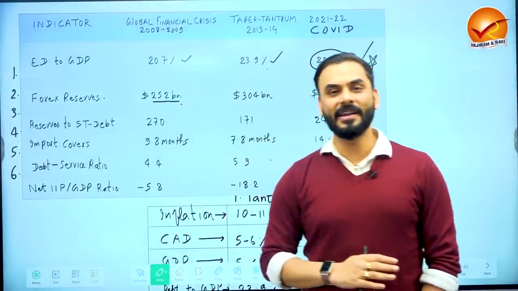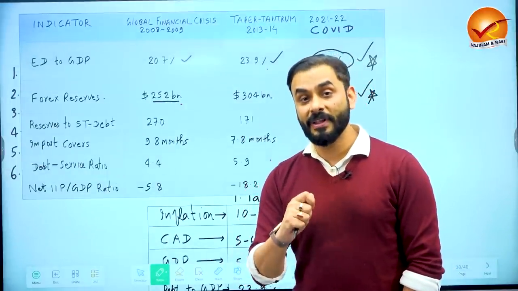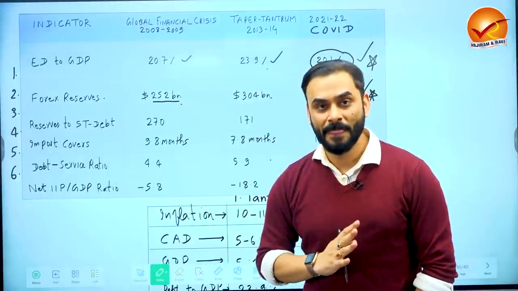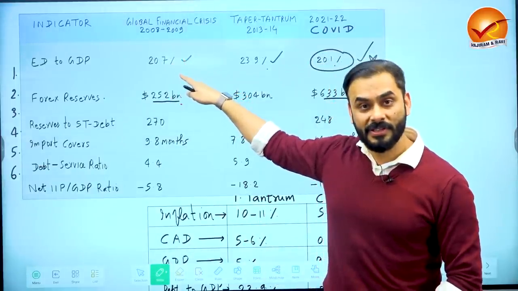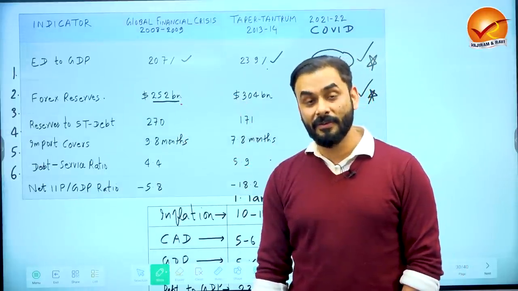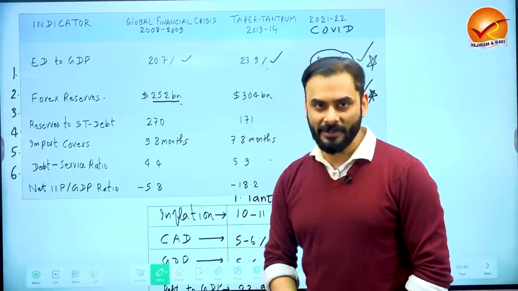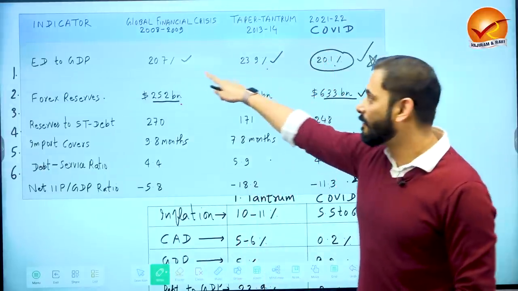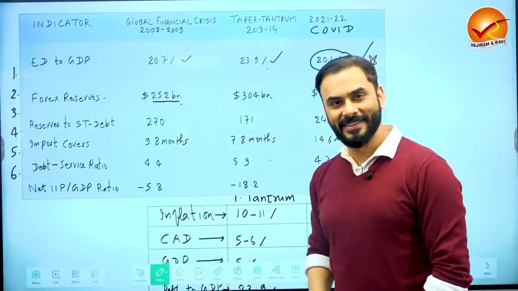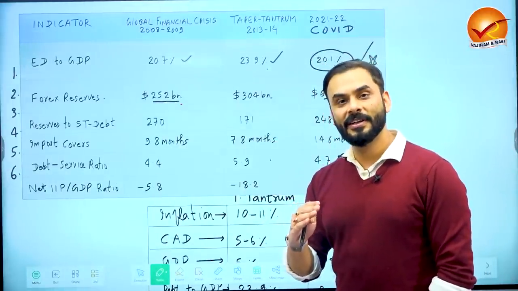So the experts thought that India would crumble a lot. We would suffer a lot. Yes, we did suffer, but the suffering was way less than what others had predicted. So yes, during the global financial crisis, we were impacted, but in terms of these selected macroeconomic indicators, our performance at that time and during COVID is not very, very different. Taper tantrum and COVID, very different. But the global financial crisis and this, in many of the things, it's quite close, isn't it? So it's good to see that the Indian economy is becoming more resilient again.